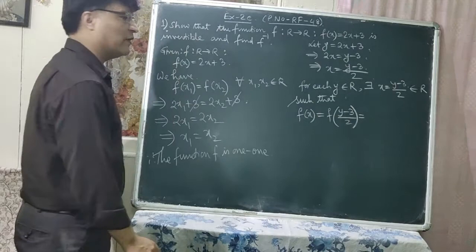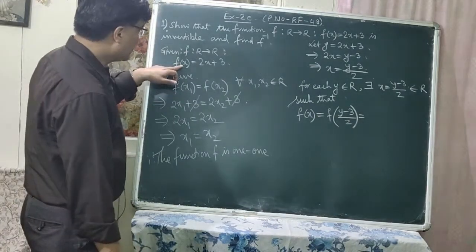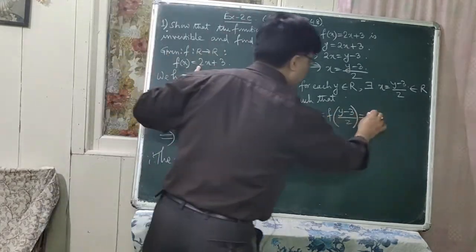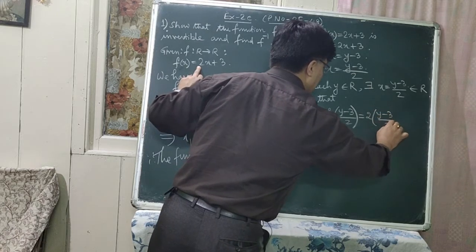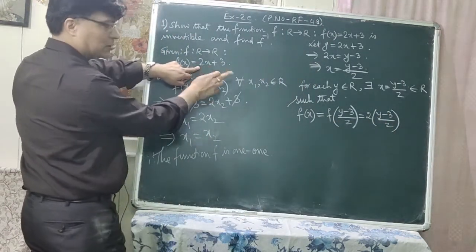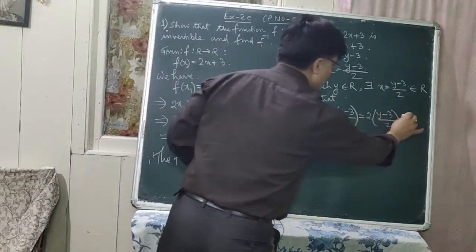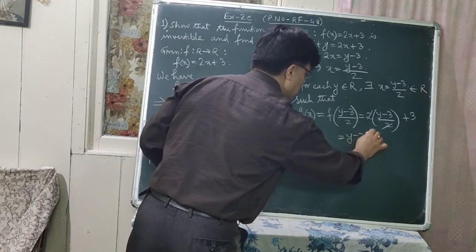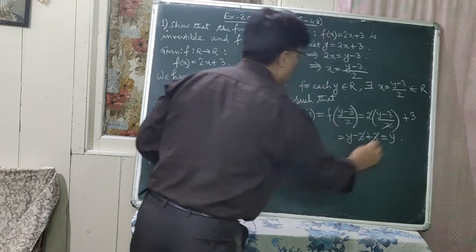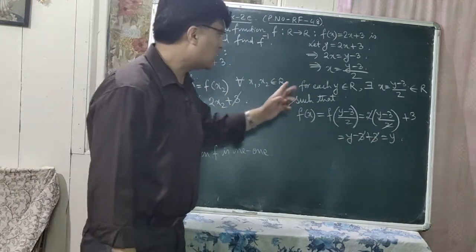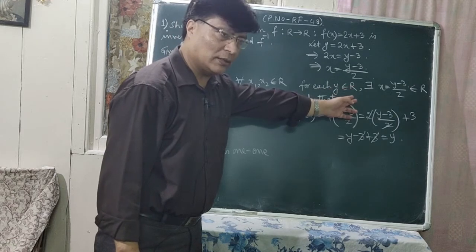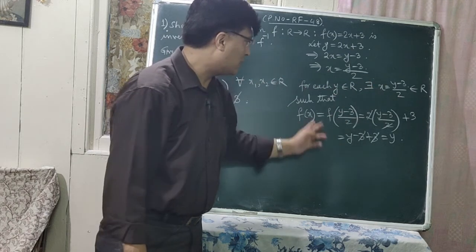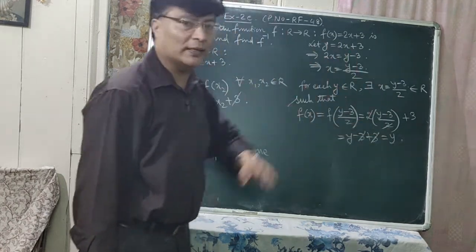Which is equal to, now what is the value for f of y minus 3 by 2? So instead of x you have to put y minus 3 by 2. So this becomes 2 into y minus 3 by 2, isn't it? 2 into y minus 3 by 2, then write down plus 3. Here 2 gets cancelled, which is equal to y minus 3 plus 3, 3 gets cancelled, which is equal to y. Is that clear? That means for each y belonging to the codomain R, there exists x is equal to y minus 3 by 2 that belongs to the domain R, such that f of x is equal to y.